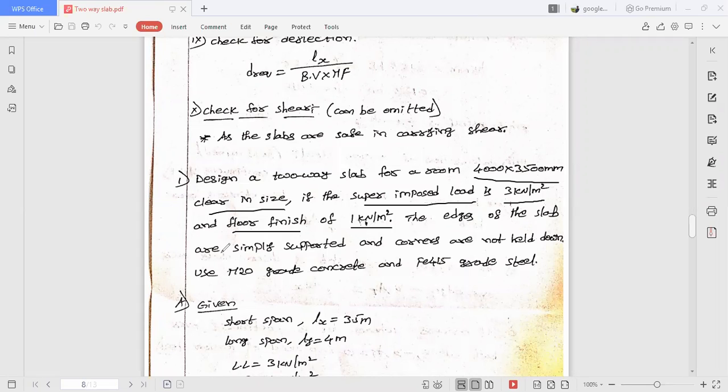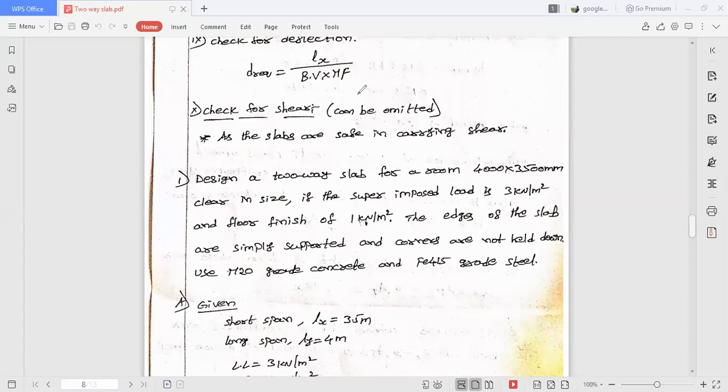The edges of the slab are simply supported and corners are not held down. What do you mean by not held down? It is free to lift condition. Okay, free to lift condition. Free to lift condition means all the corners have freedom to lift upward. That means there is no need of torsion steel at those corners. Okay, so that means this will be treated as a simply supported slab, and use M20 grade concrete and Fe 415 grade of steel for the design. This is the given question.